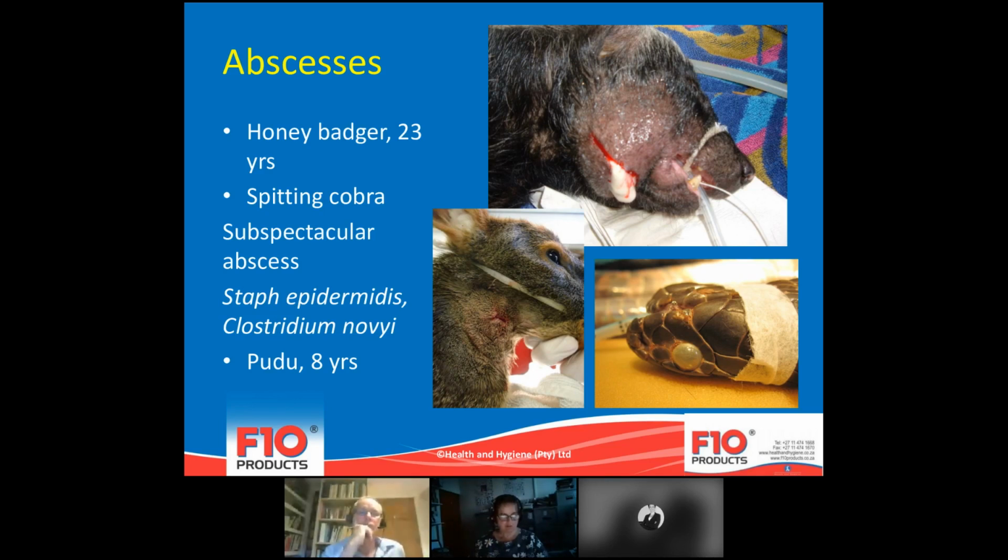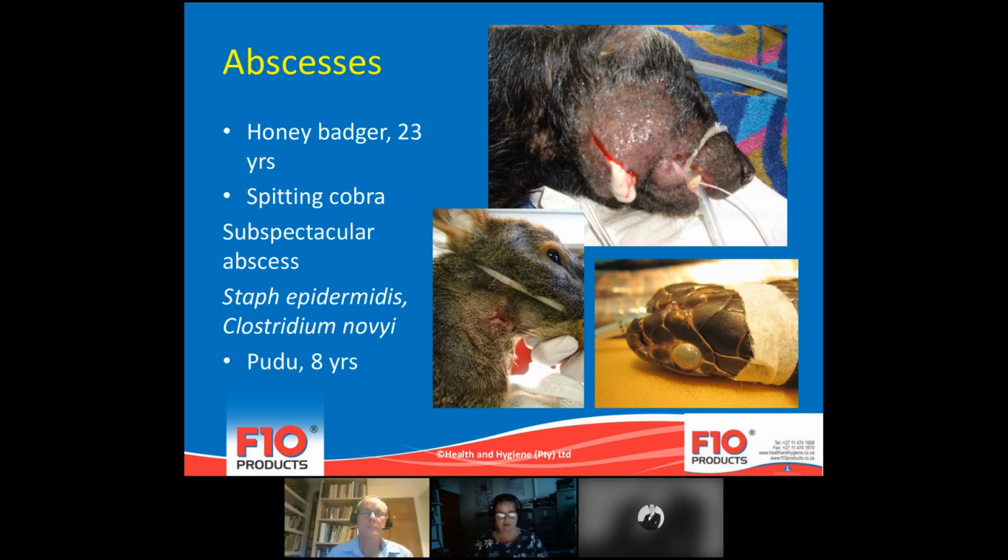This one on the bottom right is from Joburg Zoo. So this is a brown spitting cobra with a subspectacular abscess. So you can see the ballooning out here of the spectacle. And usually with these, infection actually tracks up from the mouth, so you always have to check for stomatitis. It goes up the nasolacrimal duct, and you get infection in here. So we just made a little wedge in the spectacle, and then you can take samples for culture.